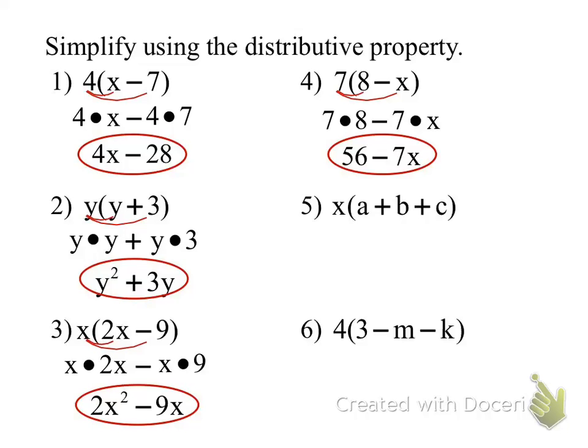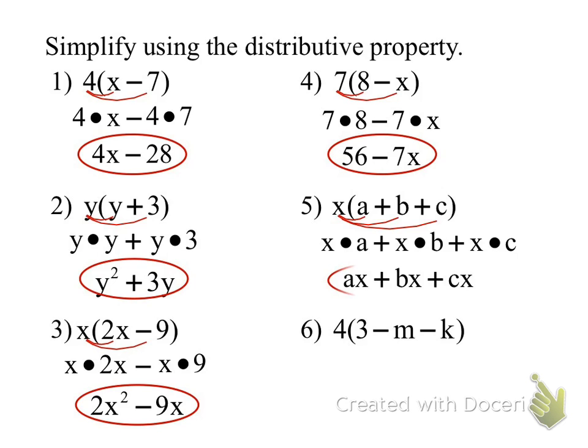All right, so now we're going to check our work. So when I'm multiplying x times a plus b plus c, I'm going to multiply x times a plus x times b plus x times c. And we usually put these in alpha order if there's more than one variable. ax plus bx plus cx.